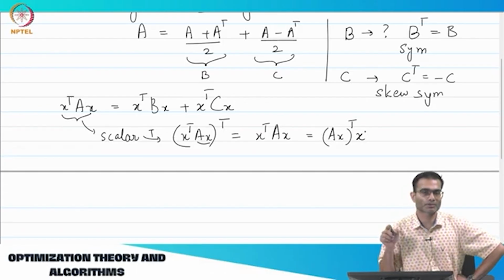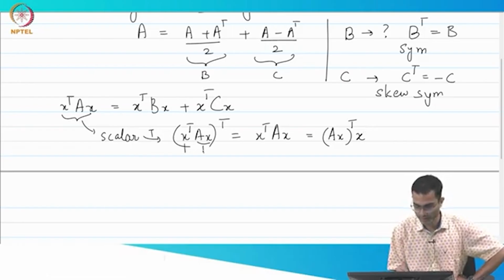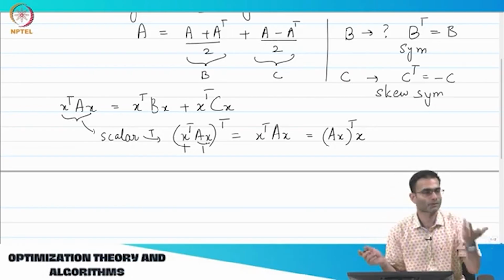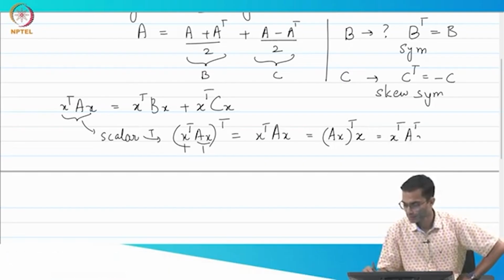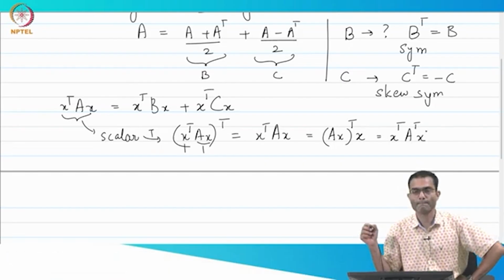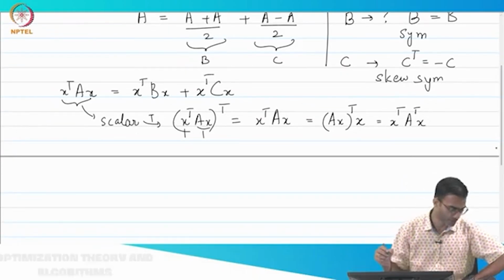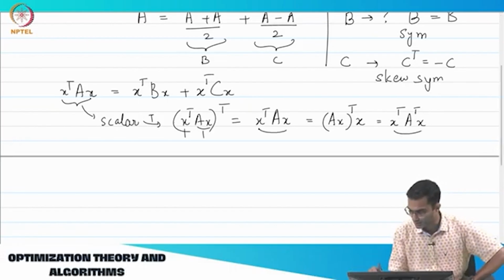(AB) transpose is B transpose A transpose. So x transpose is my first guy, and Ax, I flip the two. So (Ax) transpose, x transpose transpose becomes x. If I open this, this becomes x transpose A transpose x. So this is your hint in which direction it is going. Now I have this equal to this.